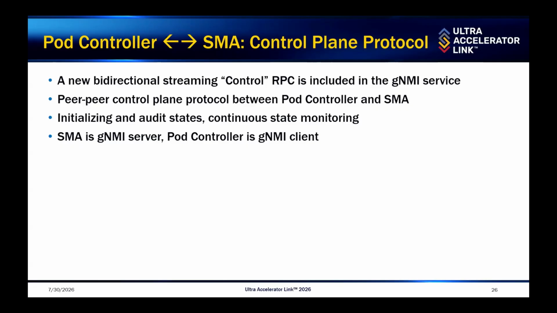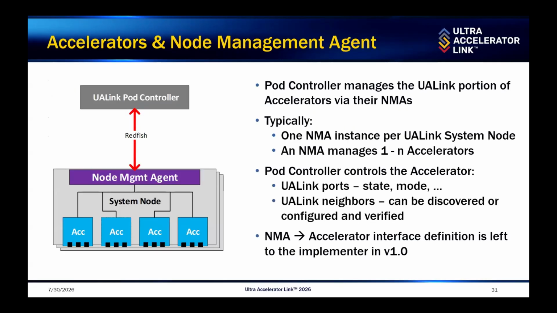We reuse that in UALink. So effectively, the control RPC is really a peer-to-peer control plane protocol between the pod controller and the SMA, and the overall sequencing of how the control plane works is defined in the spec. You can find the details on that. And with that, I'll hand off to Justin to go into the rest of the details.